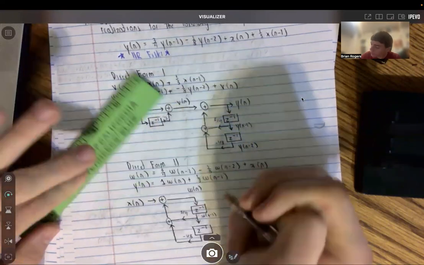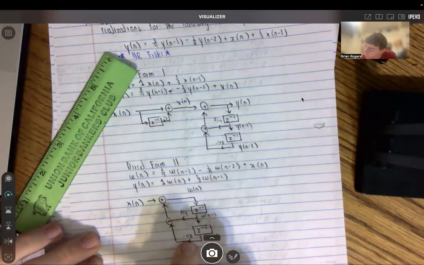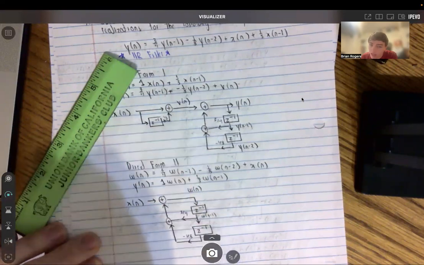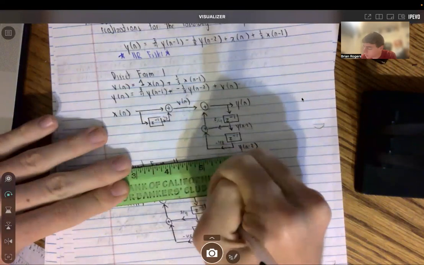And then what's going to happen is our w(n) is equal to 3/4 w(n-1) minus 1/8 w(n-2), and then plus x(n). And then from our w(n) here, we're going to form our y(n).